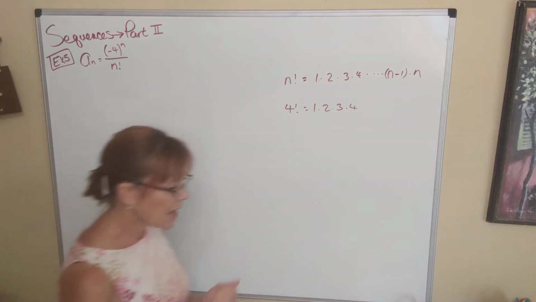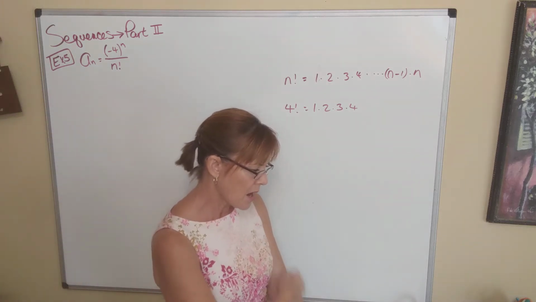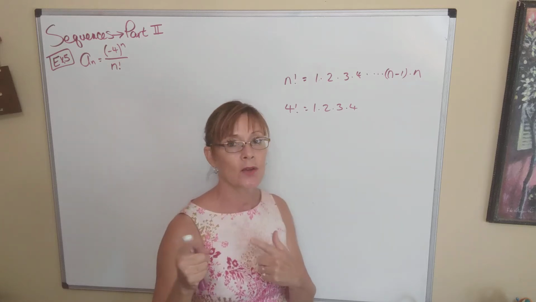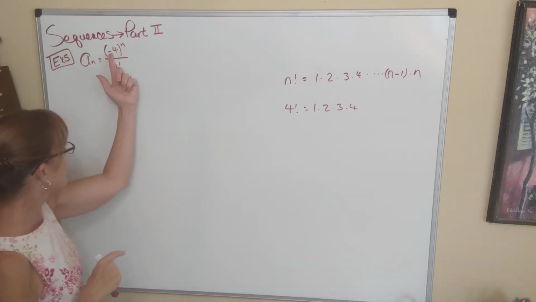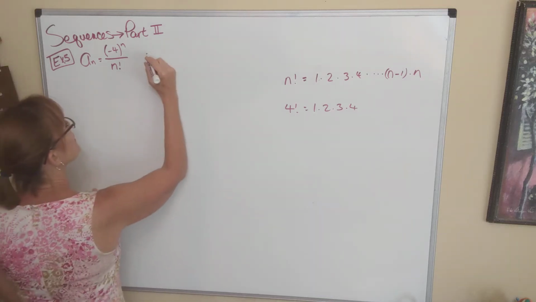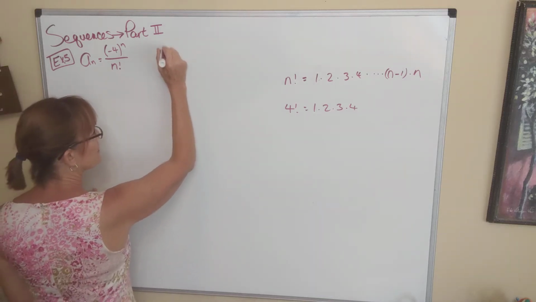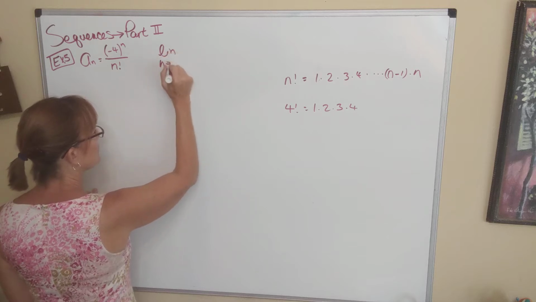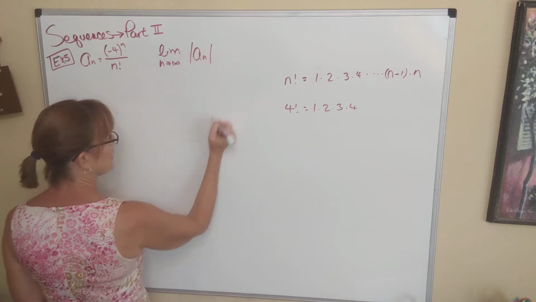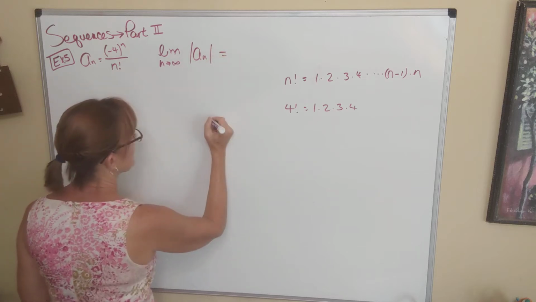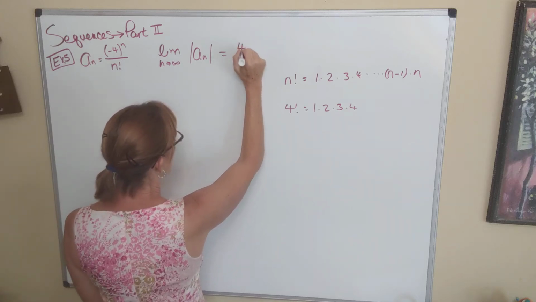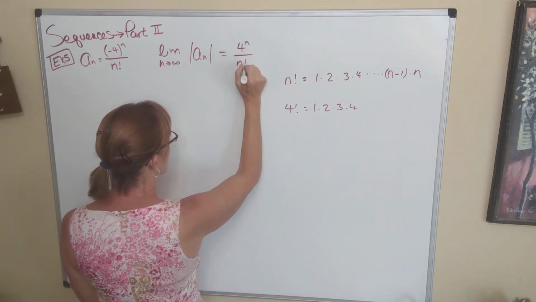Now to decide what's happening with this one, we notice that it's got this alternating thing going on, right? We still have that negative right there. It means it's alternating. So we want to consider the limit as n goes to infinity of the absolute value of a sub n. Let's look at that guy. What that does basically is knock off the negative. So this becomes 4 to the n over n factorial.